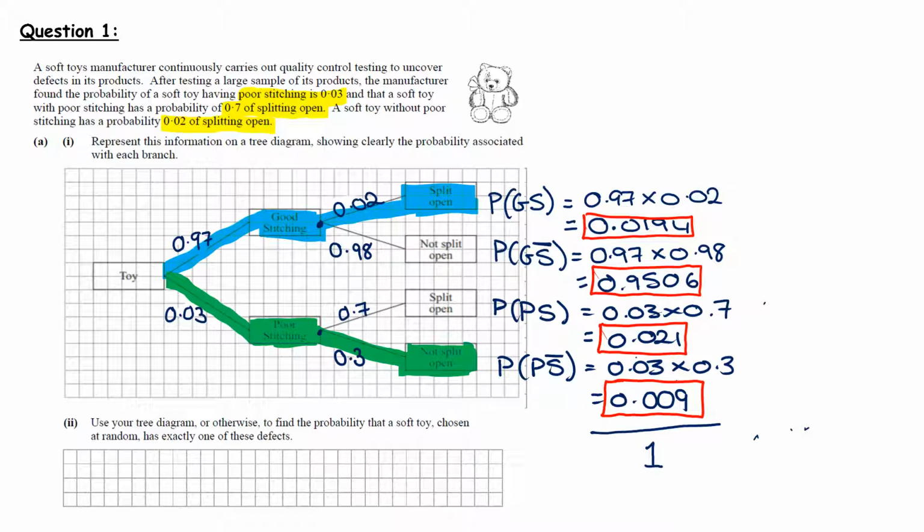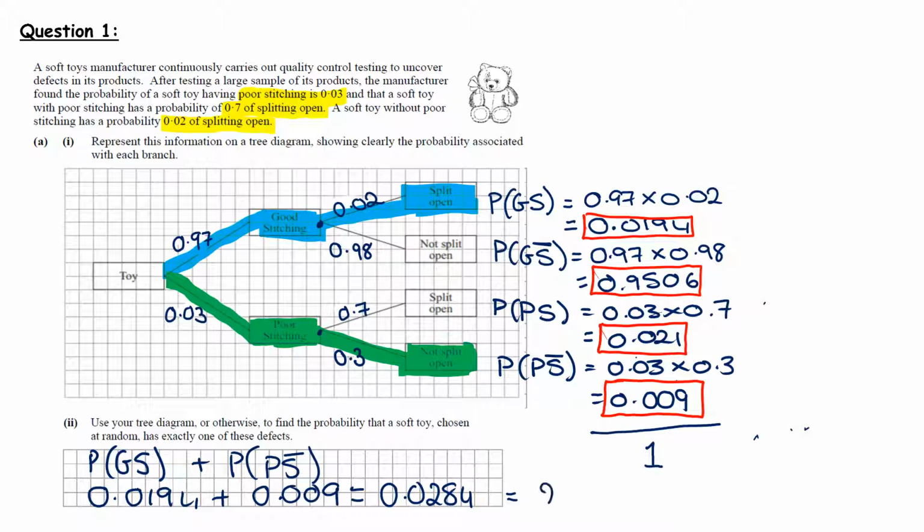So the probability of it being good stitching but splits open plus the probability that it has poor stitching and does not split is equal to 0.0194 plus 0.009. And when you add them together, we should get 0.0284, which is, just for our own sakes to keep that in mind, 2.84%.